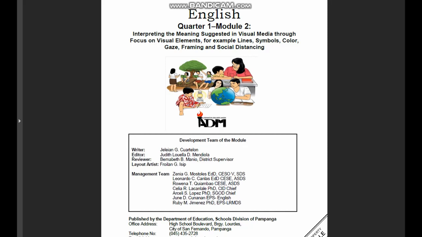And right now, we will discuss English Quarter 1, Module 2, which is all about interpreting the meaning suggested in visual media through focus on visual elements, for example, lines, symbols, color, gaze, framing, and social distancing.